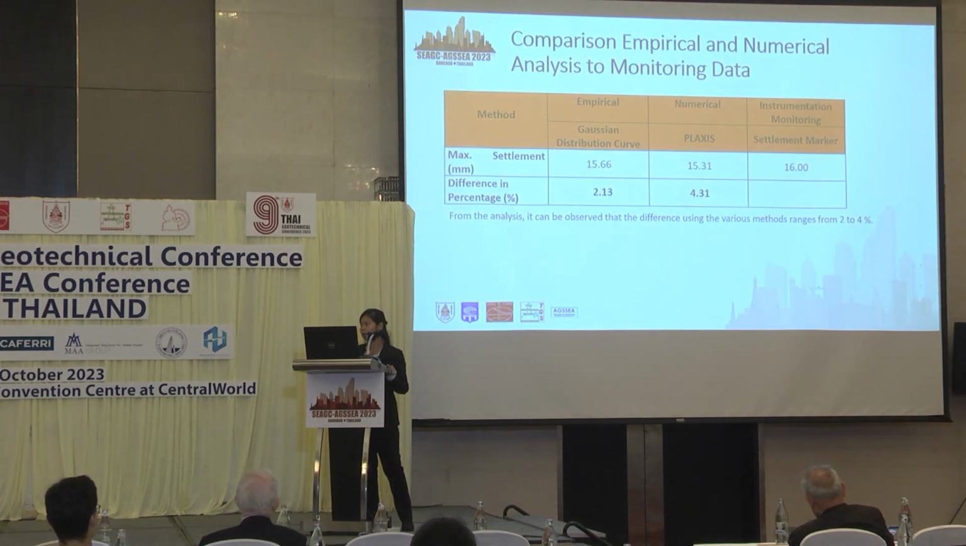Based on the data we collected from the empirical and numerical methods and the data recorded from the settlement marker, we tabulate and the summary is shown in the table. Using the Gaussian method, the difference in percentage against the monitoring data is about 2.13%, while for Plaxis software it is about 4.31%, so we can conclude that the difference across the various methods is about 2 to 4%.